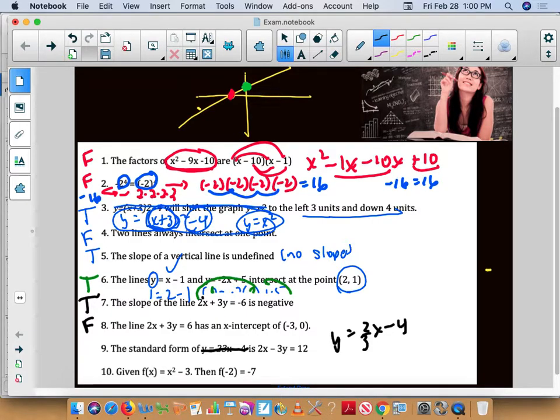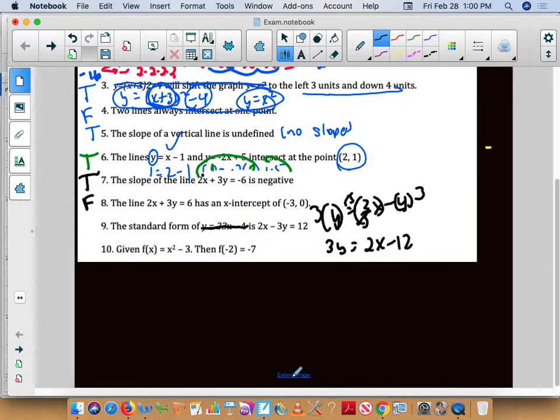Oh, gotcha, yeah. I'm going to multiply this by 3. I'm going to multiply this by 3. And I'm going to multiply that by 3. That gives me 3y equals 2x minus 12. Standard form. Am I in standard form yet? Standard form, you want your x and y on the same side. So I'm going to subtract 2x. So it gives me negative 2x plus 3y equals negative 12.